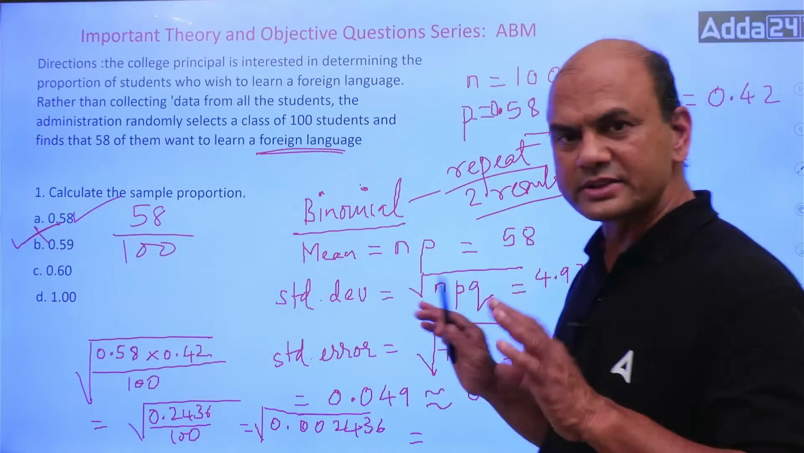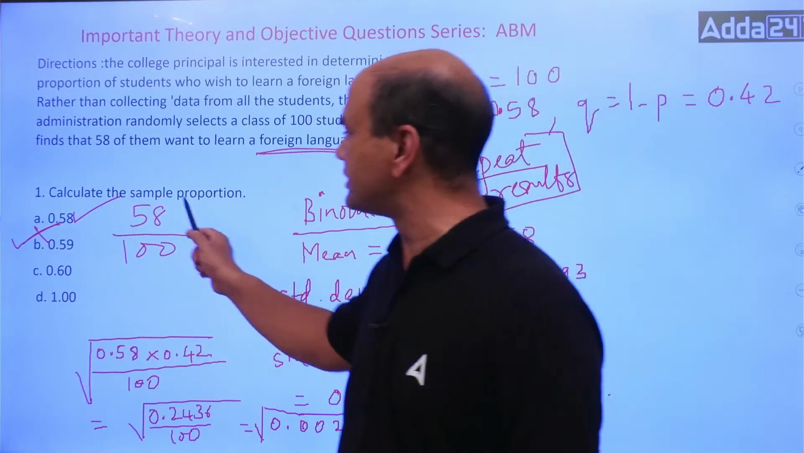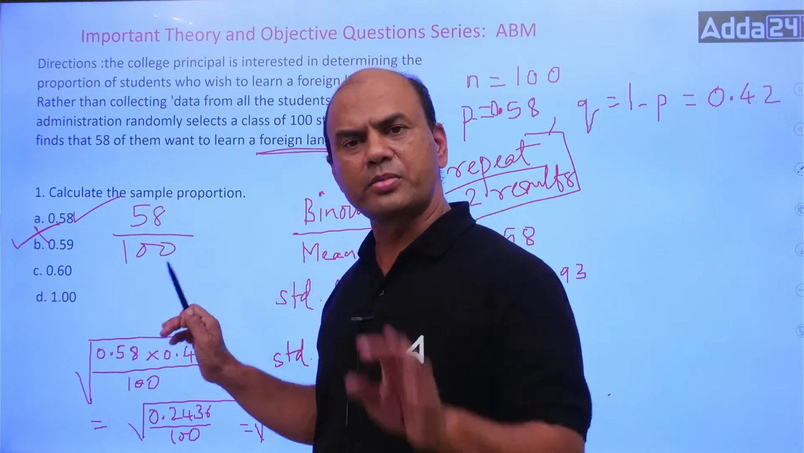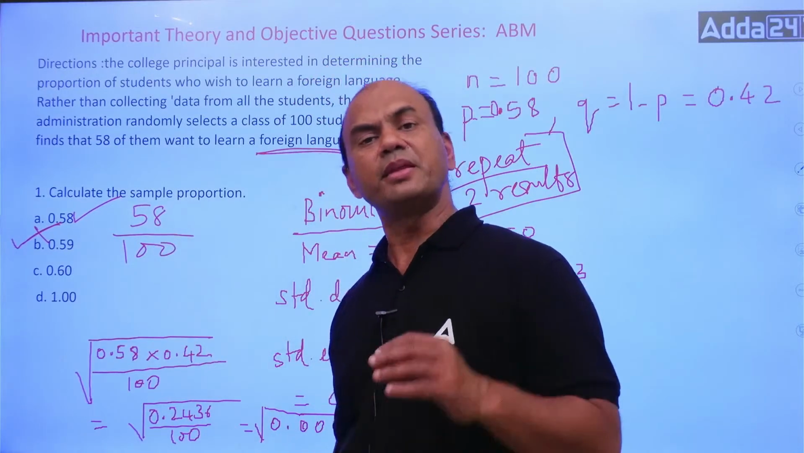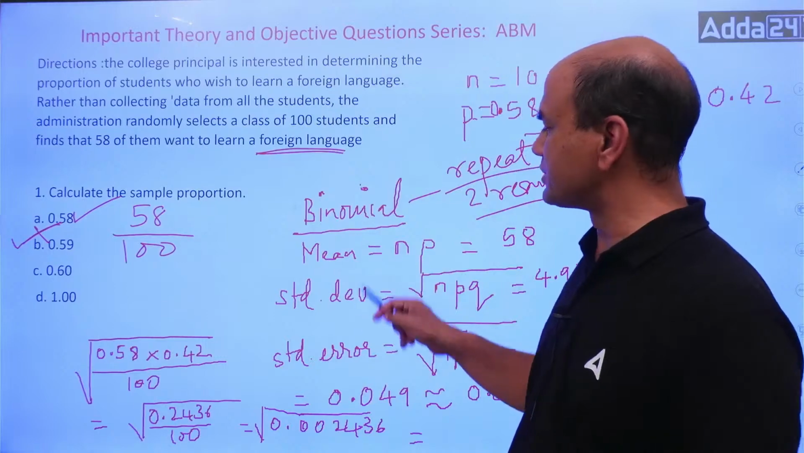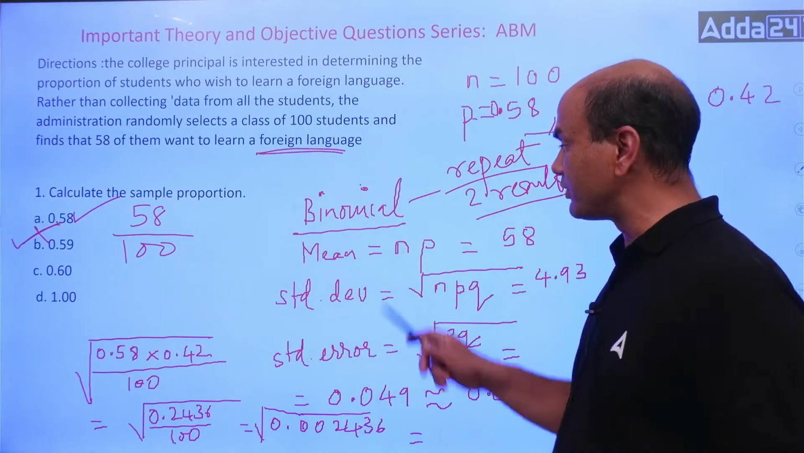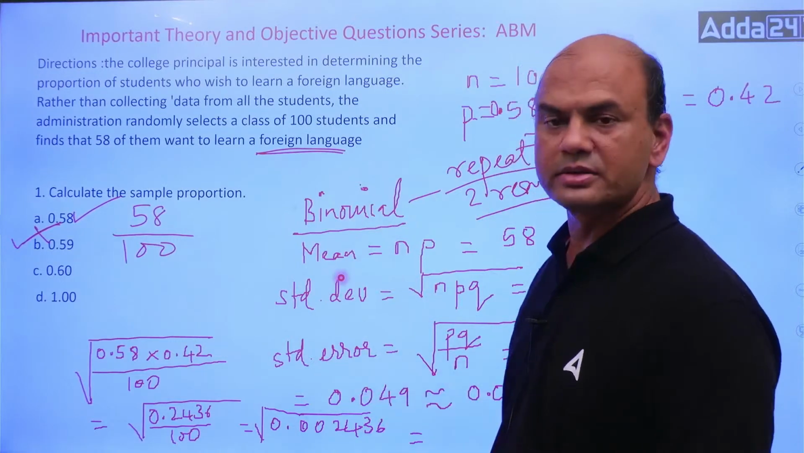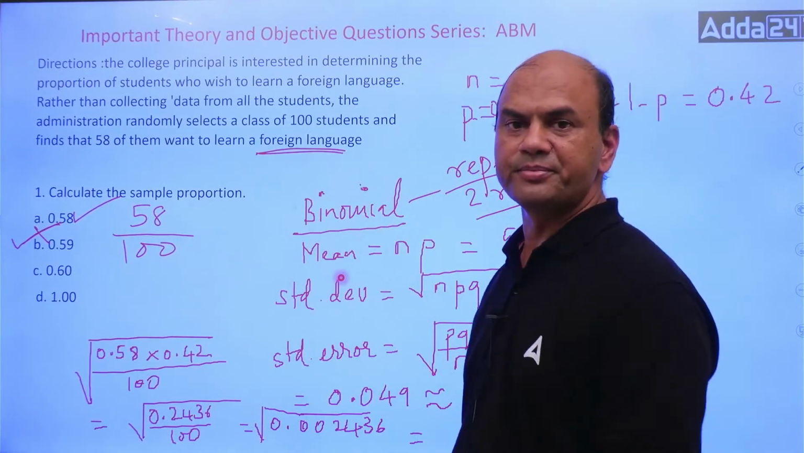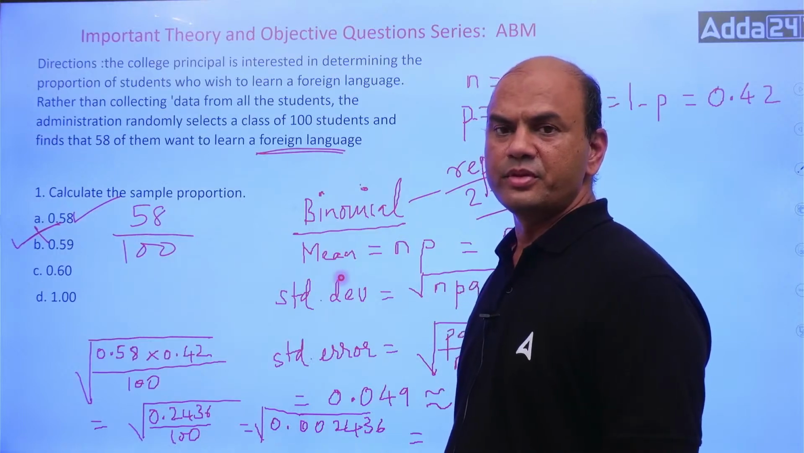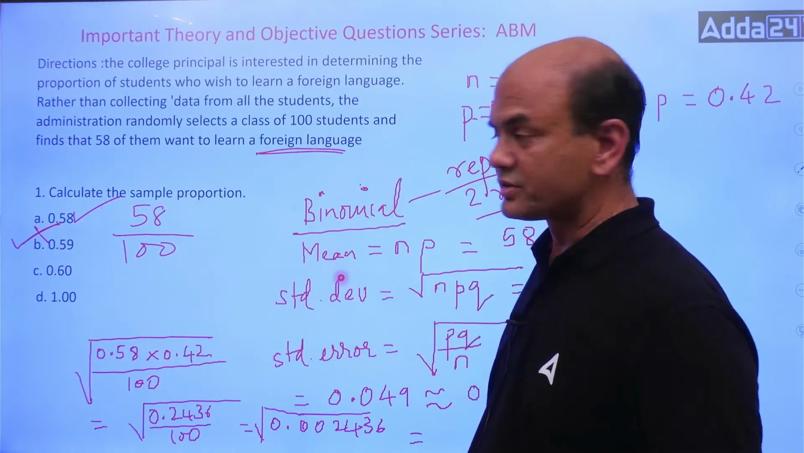See here, it is not asked in this problem. In this problem, it's only simple 58 upon 100. Your problem is over. But in exam, they might ask you all these difficult questions. Mean, standard deviation, standard error. These can be for 1 mark, 1 mark, 1 mark. 3 marks over here only. So you don't know what is going to be asked. So that is question number 1.